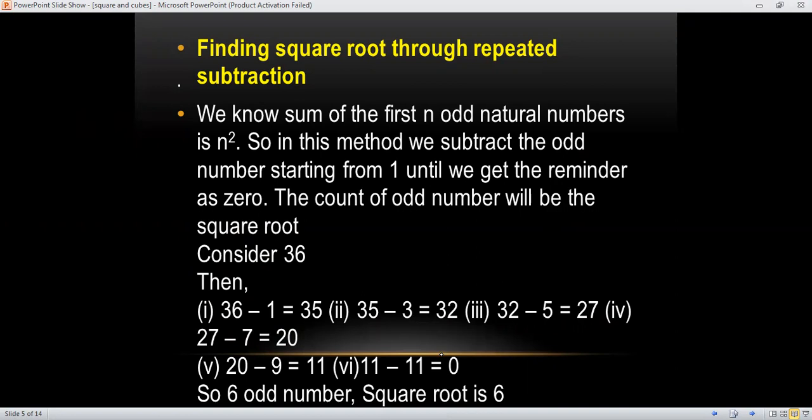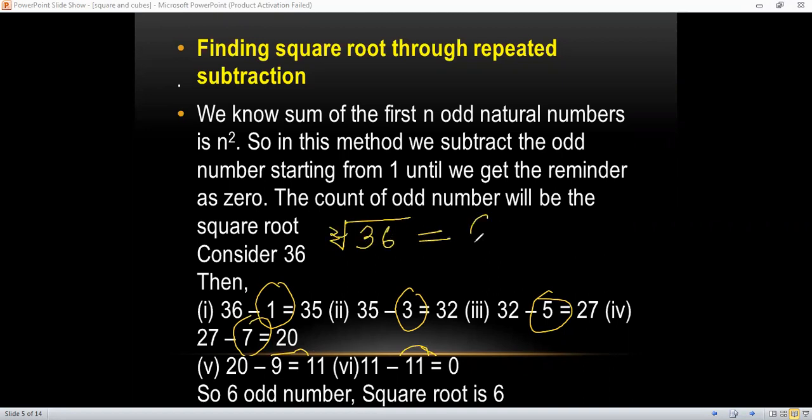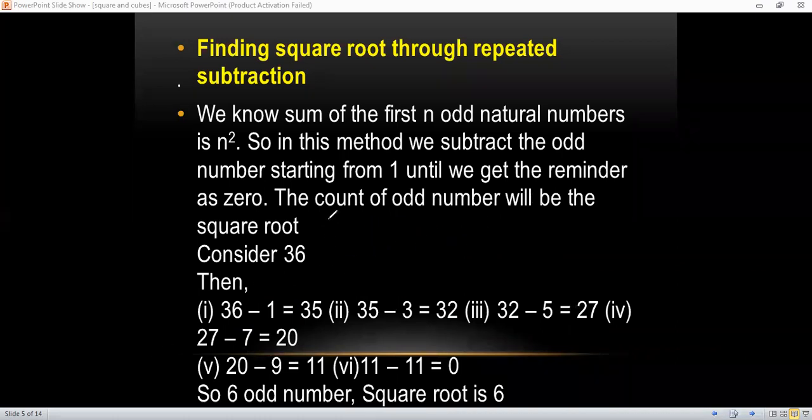At the last, we get 0. Now what will we do? We will count the odd numbers: 1, 2, 3, 4, 5, 6. That means the square root of 36 is 6. Let's take one more example. This method we use only for small numbers, for finding the square root of a small number.